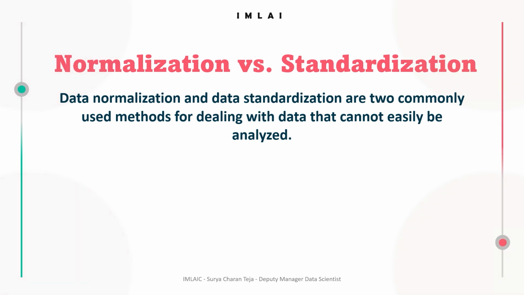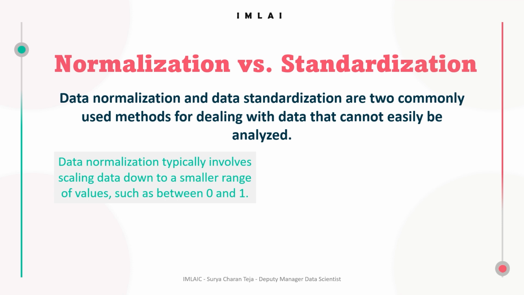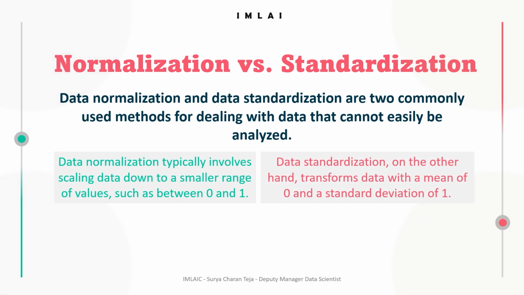Data normalization typically involves scaling data down to a smaller range of values, such as between 0 and 1, or minus 1 to 1. Whereas data standardization, on the other hand, transforms data with a mean of 0 and a standard deviation of 1, or with 1 unit standard deviation.